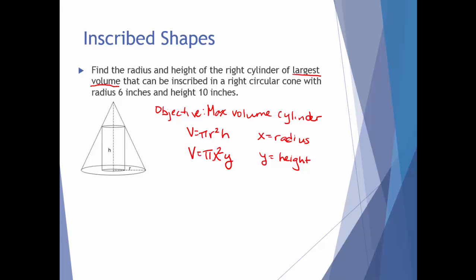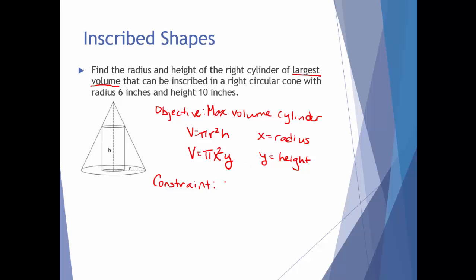So if you notice, my volume is not a function of one variable. Again, it's got both x's and y's over here. Eventually, my goal is to find the critical numbers of this objective equation by taking its derivative. But I need to get rid of one of those variables before I can do it. So here's where our constraints are going to come in. Our constraint has to do with literally what is physically constraining it. The cone on the outside is physically constraining this cylinder.